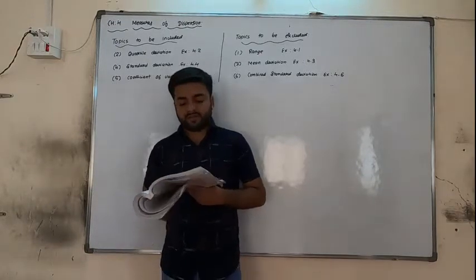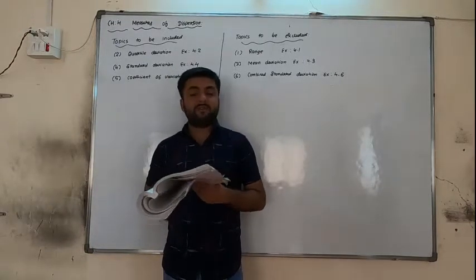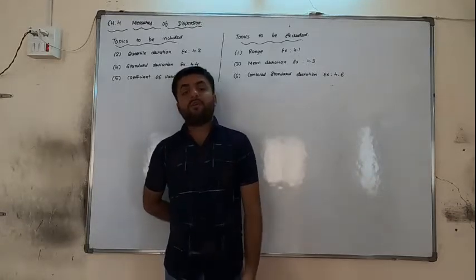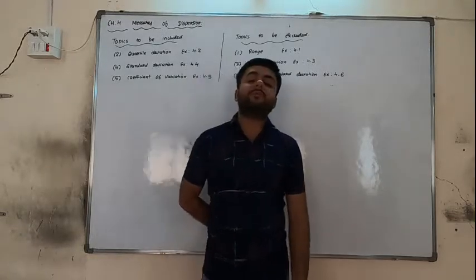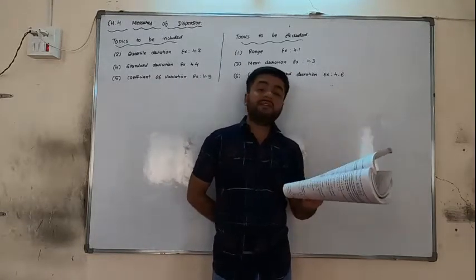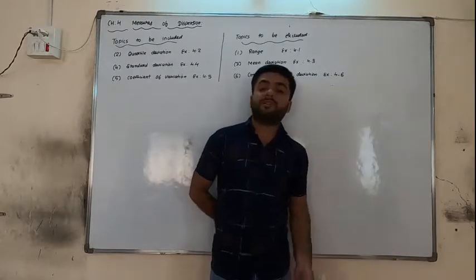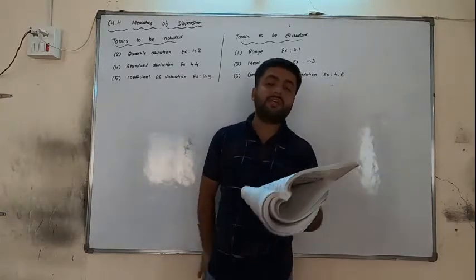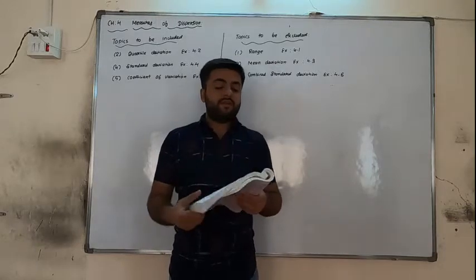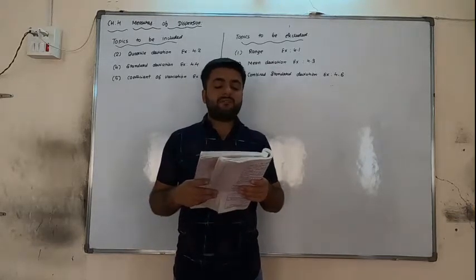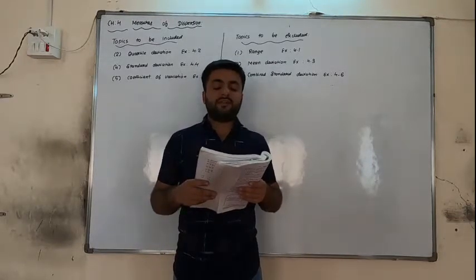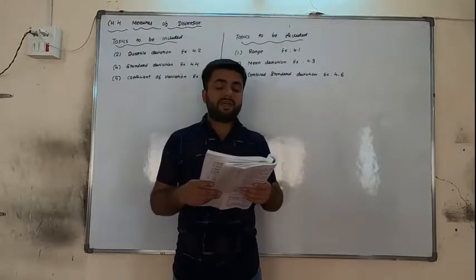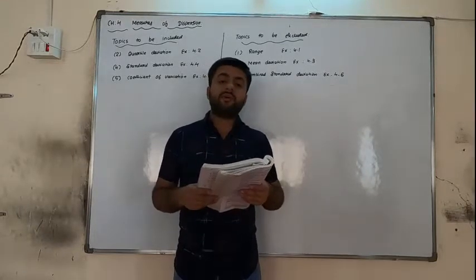Symbolically it is denoted by QD. We can write the formula as follows. QD, meaning quartile deviation, is equal to third quartile minus first quartile divided by 2, and this quartile deviation is also known as semi-interquartile range. If QD is divided by the mean of Q1 and Q3, we get the relative measure. Now the formula is Q3 minus Q1 divided by Q3 plus Q1.